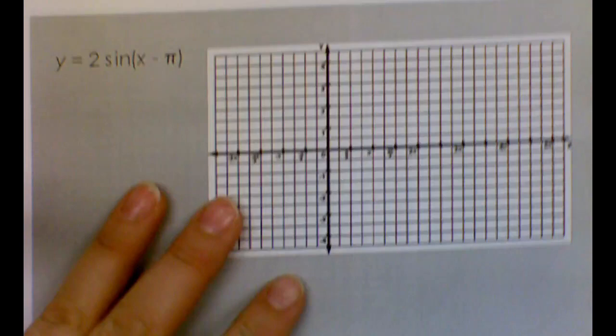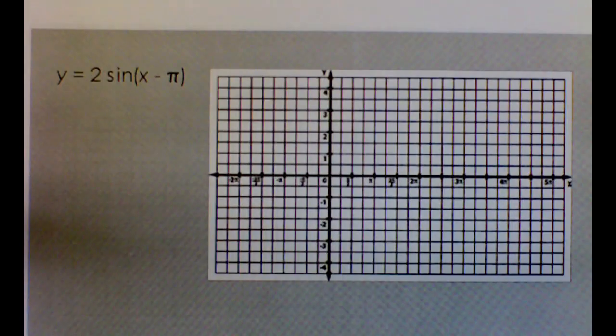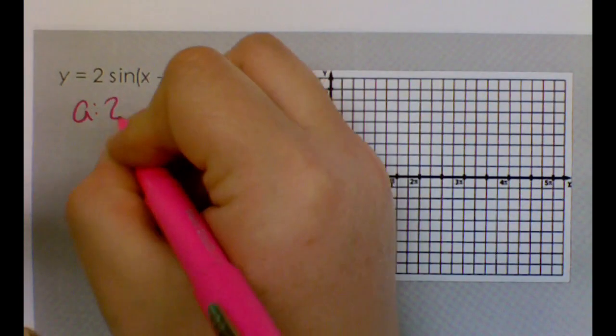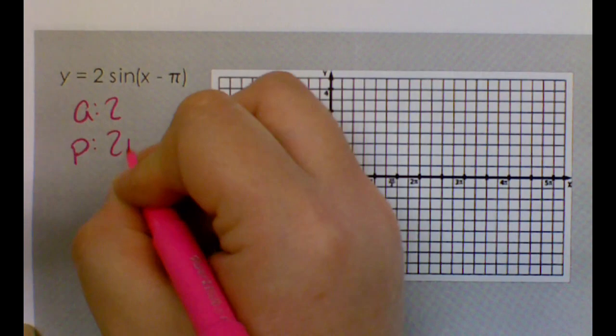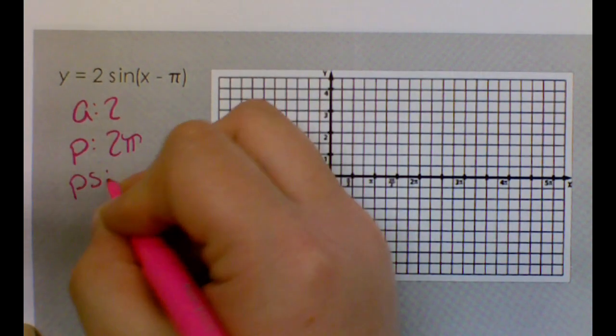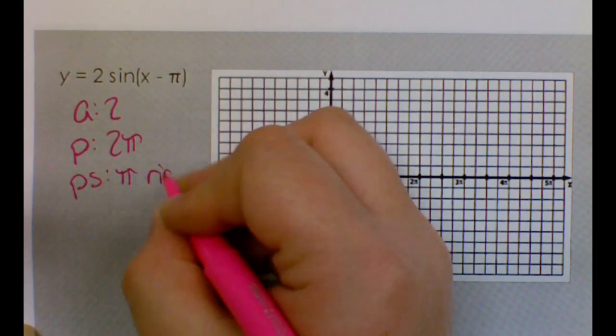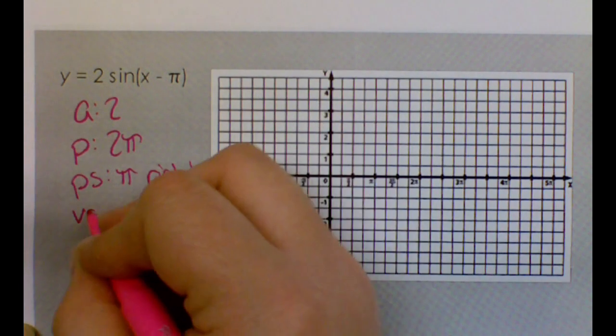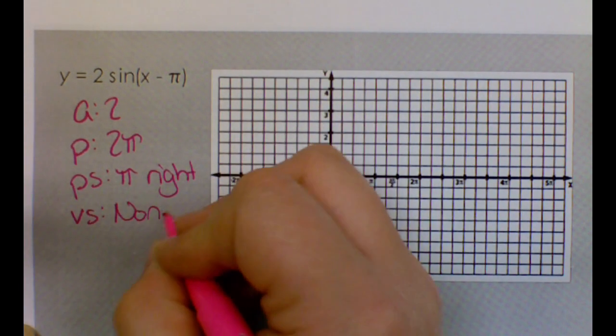All right, let's graph a few more. 2 times the sine of x minus pi. First off, my amplitude is 2. My period is 2 pi. My phase shift is pi to the right. And vertical shift, there is none.